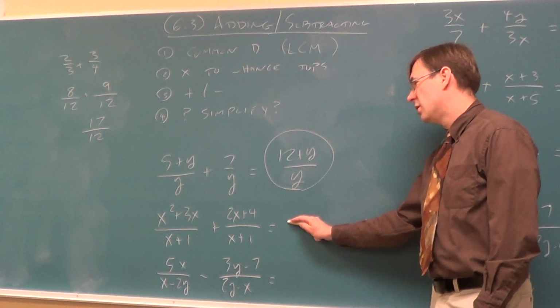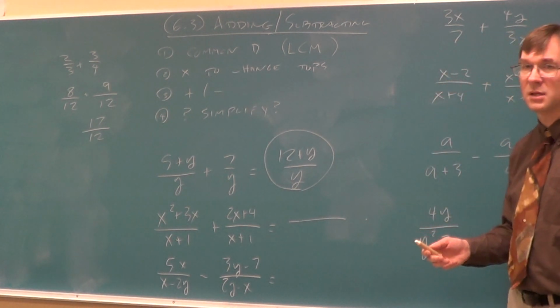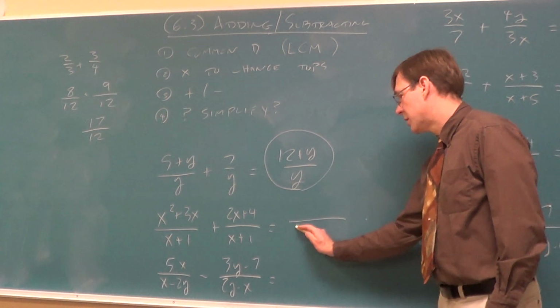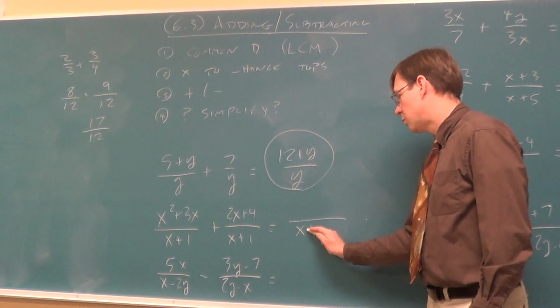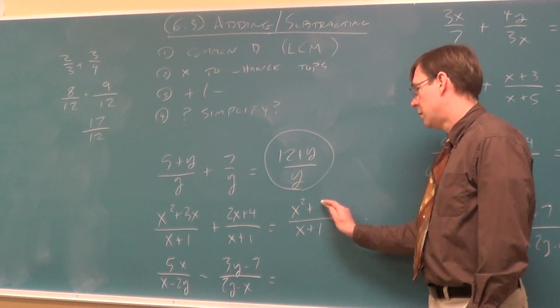Next one. Still easier or not as much? Still easier because it still has a common denominator. So the answer's going to have x times x plus 1. Top's going to have x squared plus 5x. Agreed.